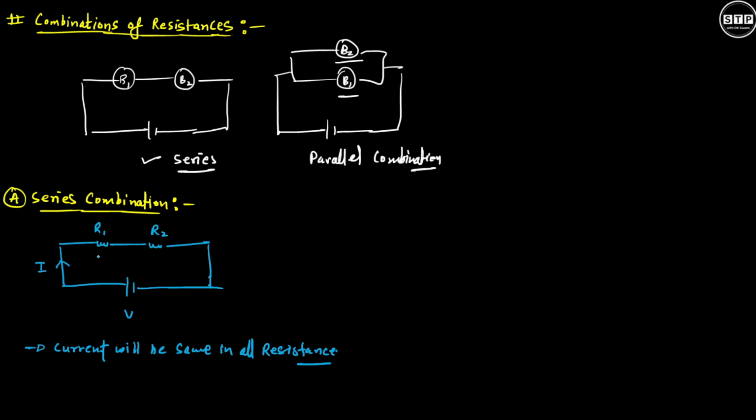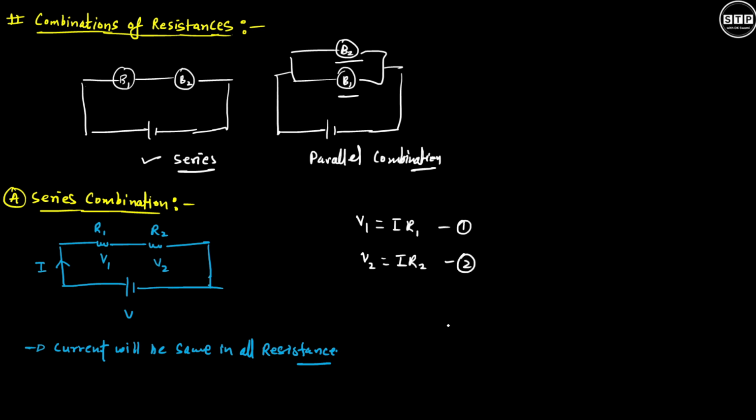So let's take the potential drop on the first resistance as V1 and on the second resistance as V2. According to Ohm's law, V equals IR. So can I write the potential drop on the first resistance V1 as IR1? Let's call it equation 1. And then V2, the potential drop on the second resistance, as IR2. Let's call it equation 2.